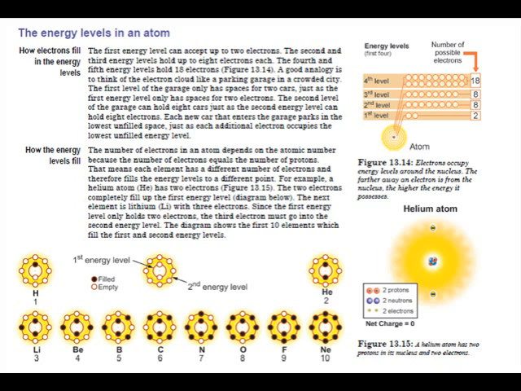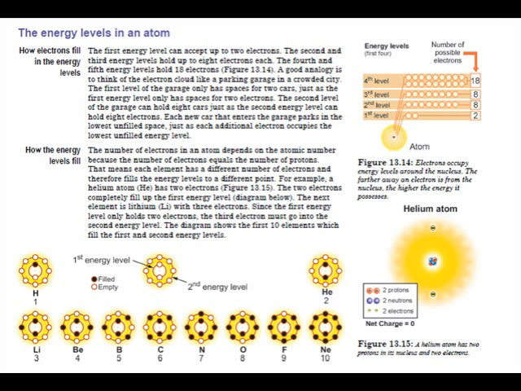The number of electrons in an atom depends on the atomic number, because the number of electrons equals the number of protons. That means each element has a different number of electrons and therefore fills the energy levels to a different point. For example, a helium atom has 2 electrons, figure 13-15. The 2 electrons completely fill up the first energy level, diagram below.